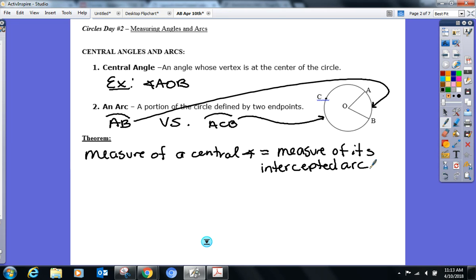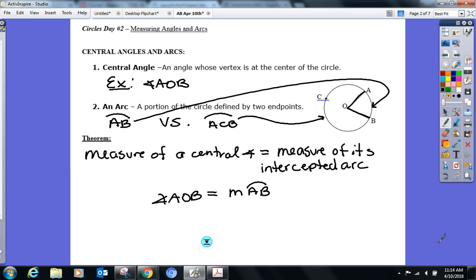Mike, what was the central angle you gave me a couple minutes ago? AOB. Using this theorem, angle AOB is going to be the same measure as the arc that it forms. AOB forms what arc? Arc AB. So whatever arc AB is, the measure of arc AB, that's going to be the same as angle AOB. They will be the same degree measures. So if this is 60, so is the arc. If the arc's 75, so is the central angle.